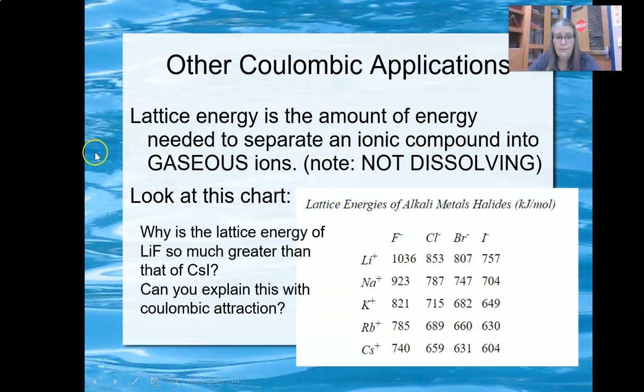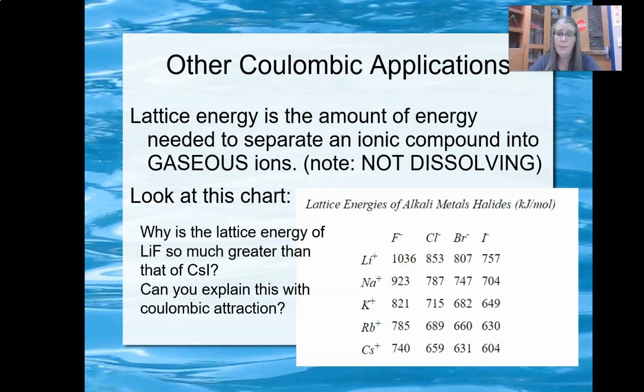So if I look at this chart, I want to think, why is the lattice energy of lithium fluoride so much greater than that of cesium iodide? Can I use the same sorts of arguments about Coulombic attraction? Well, remember, I really have two parts of Coulombic attraction. It's either distance or charge. And in this case, I really can't make a charge argument because both of these are 1 plus and 1 minus. So the charges are not different between cesium iodide and lithium fluoride. I can't explain something being different by pointing at something that's the same.